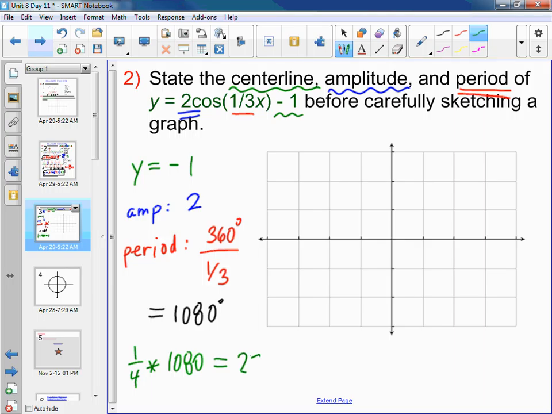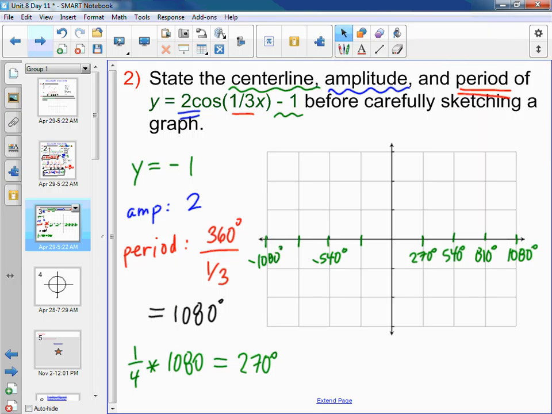All right, let's go ahead and label my axis now based on this information. So a quarter period would be 270. Therefore, if I go by 270 for each tick mark, 540, I'll end up at 1080. Awesome. And I'll do the same in the negative direction. So it looks like negative 540 would be 2 tick marks, and negative 1080.